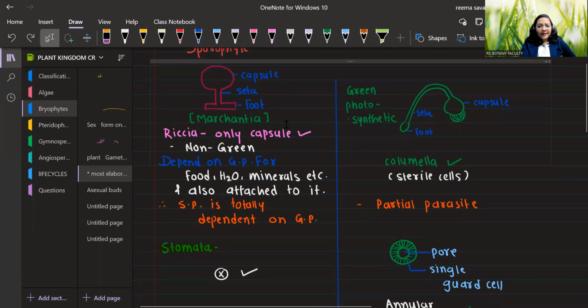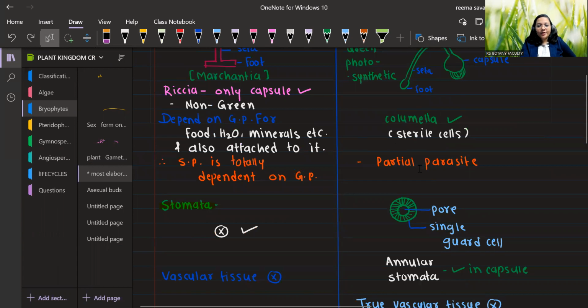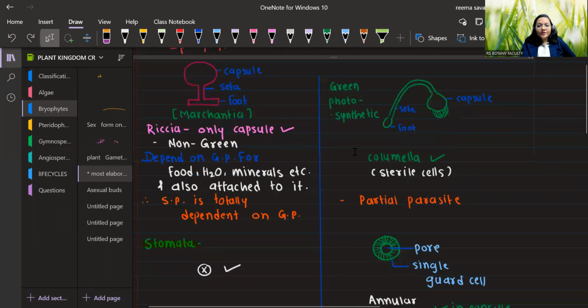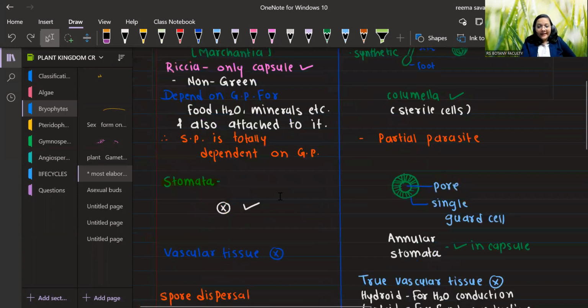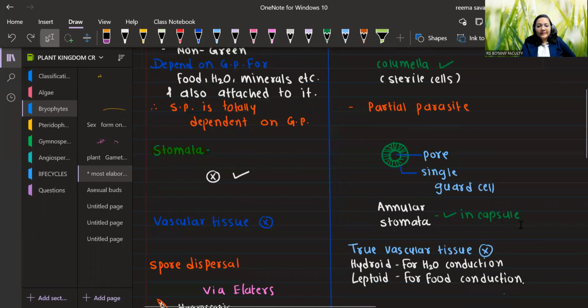And here in case of liverwort, this sporophyte is non-green. So it is totally dependent on gametophyte. Whereas here it is a partial parasite, and it will have some sterile cells that are known as columella. Now, in case of moss, there will be annular stomata present inside the capsule. And what are stomata for? For gaseous exchange, right? So their stomata is circular. It is annular in structure.